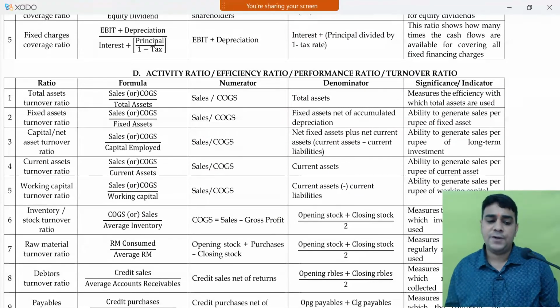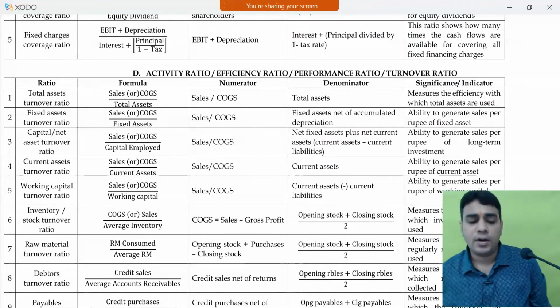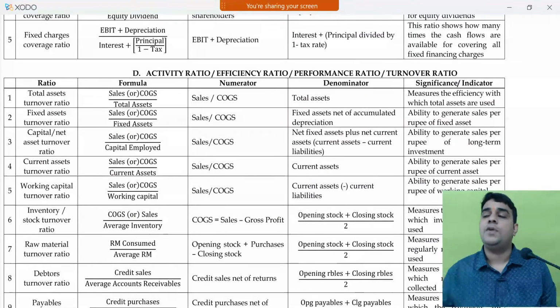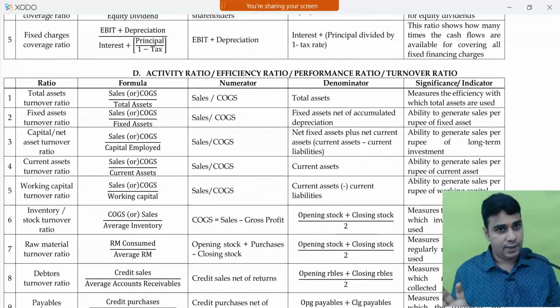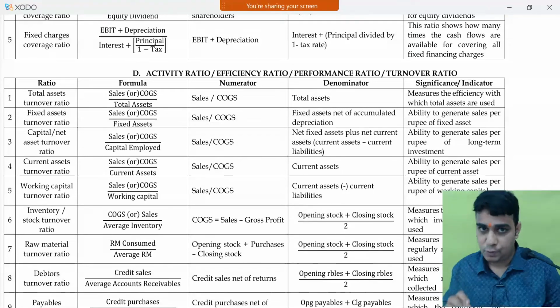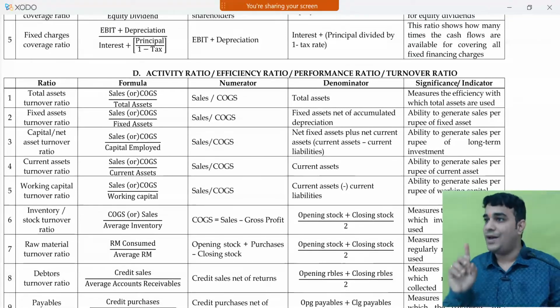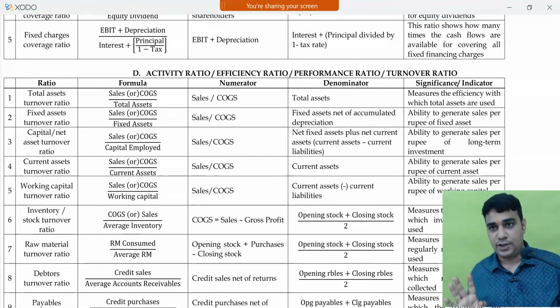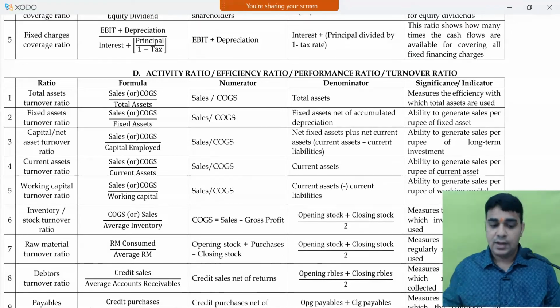Activity ratio, or efficiency ratio, or turnover ratio. For turnover ratio, your numerator will mostly be sales. The denominator will be whatever item they are saying, except for a few ratios. One is stock turnover ratio, where the numerator is COGS.